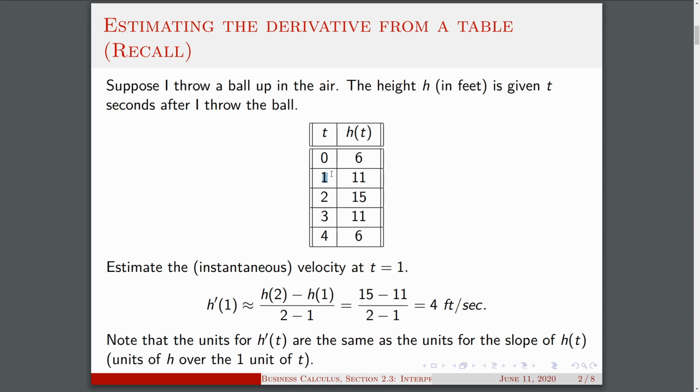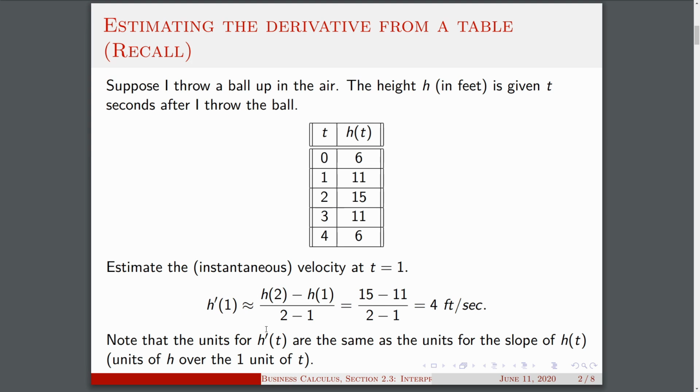It would be unreasonable to estimate the derivative at t equals 1 by using the average rate of change between 1 and 4 or something like that. We want to get points that are close to each other, as close as we can. In a table, we don't have very many options. We can't choose like 1.1, 1.01, that sort of thing. So this is the best we can do in this case.